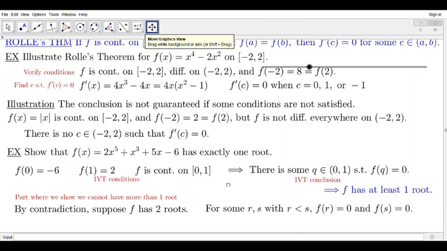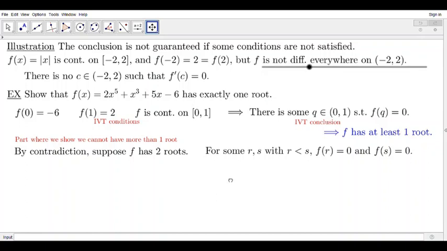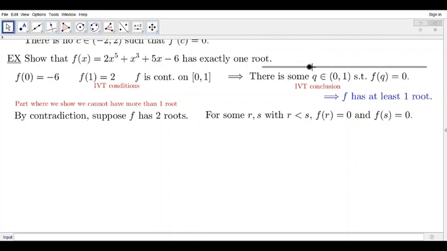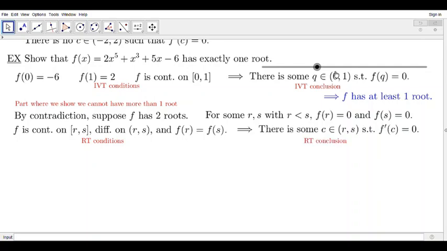Now, in what way is this going to be useful? This is going to be useful because at this point, we already have the conditions of Rolle's theorem. f is a polynomial, so it's continuous and differentiable everywhere. So therefore, it's continuous on [r, s], differentiable on (r, s), and because f of r and f of s have the same value 0, therefore f of r is equal to f of s, which means that we can conclude the conclusion of Rolle's theorem. There is some number c between r and s such that f prime of c is equal to 0.